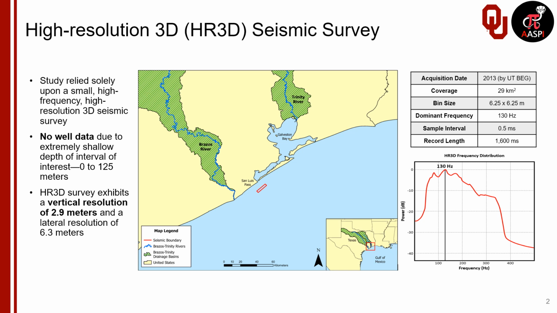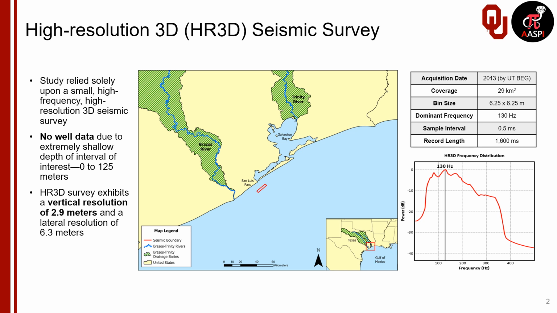We're going to be looking at a small survey, high resolution, like I mentioned, shown by this red, very long, thin triangle right offshore from the San Luis Pass area in southwestern Texas, kind of close to Galveston and Houston, if you're familiar with that area.